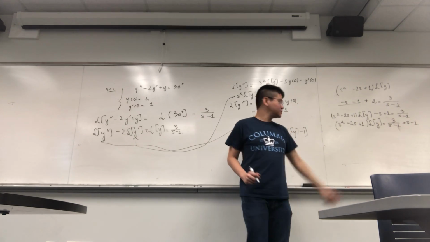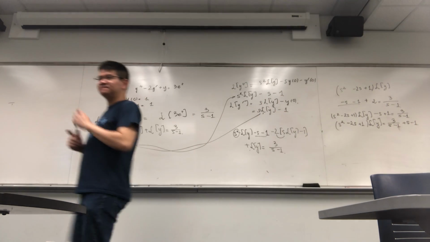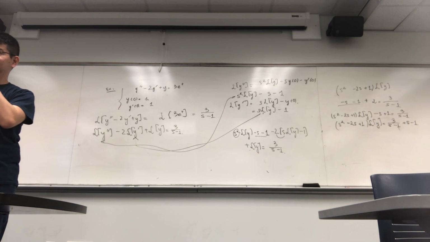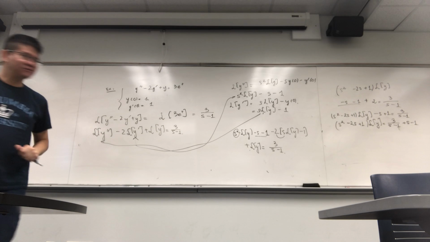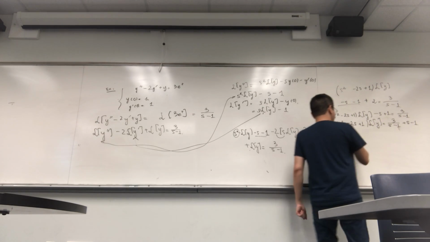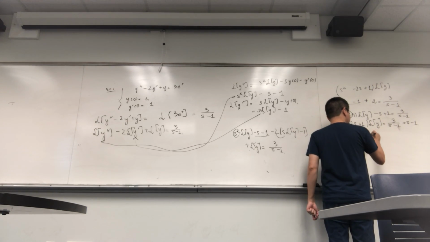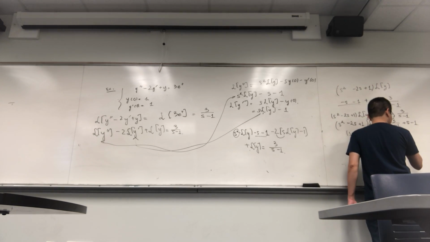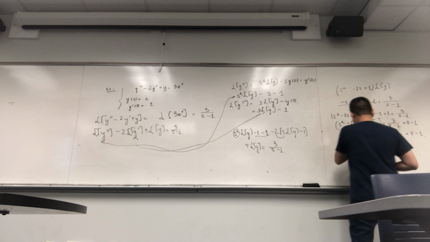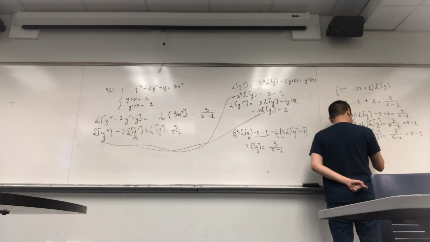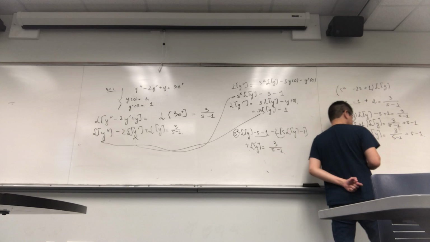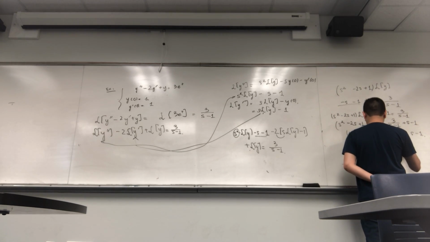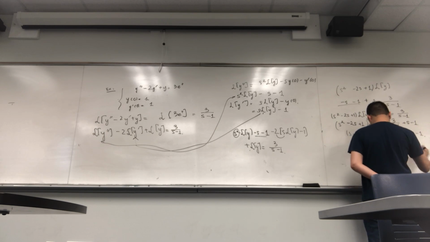So what is s squared minus 2s plus 1? S minus 1 squared. So here I have s minus 1 squared Laplace transform of y is 3 over s minus 1 plus s minus 1. So finally I divide both sides by s minus 1 squared. So I have 3 over s minus 1 cubed plus 1 over s minus 1.